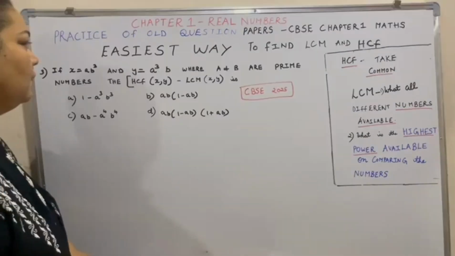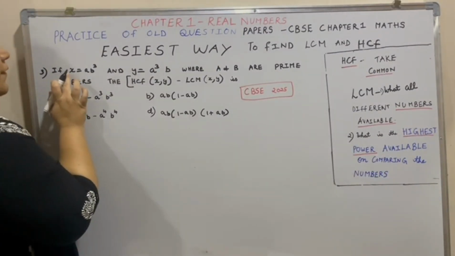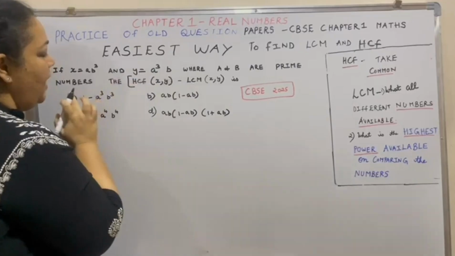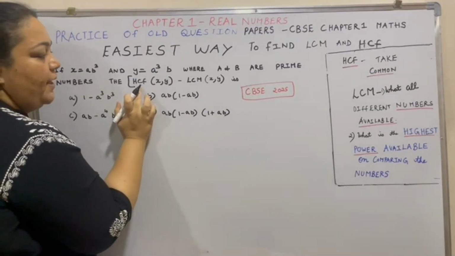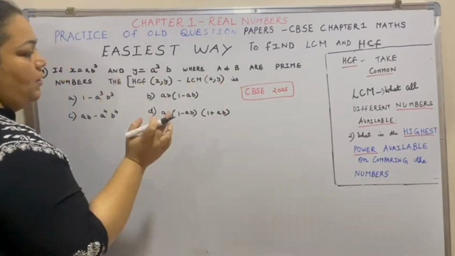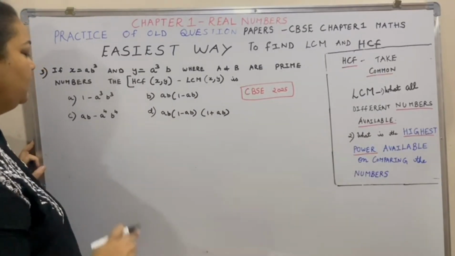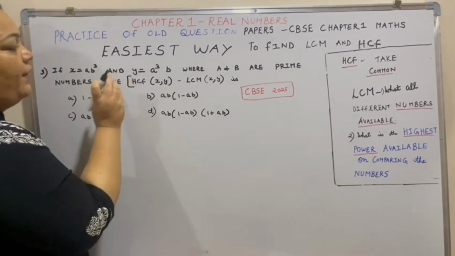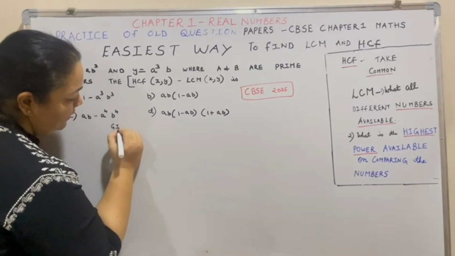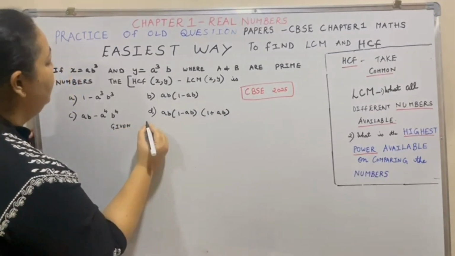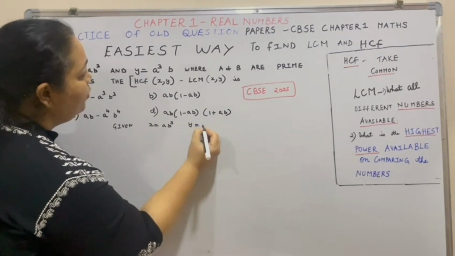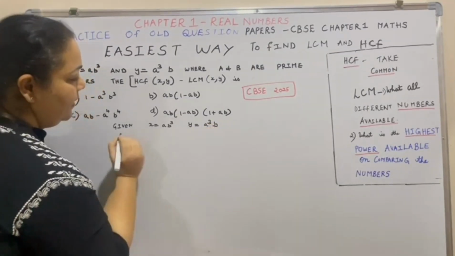P to the power of 5, q to the power of 4, this is the answer. Now the next question is, if x is equal to a b cube and y is equal to a cube b, where a and b are prime numbers, then find HCF of x, y minus LCM of x, y. This is a CBSE 2025 question. They have given 4 options. We have to find the HCF and LCM first. What is given? Given x is equal to a b cube and y is equal to a cube b.